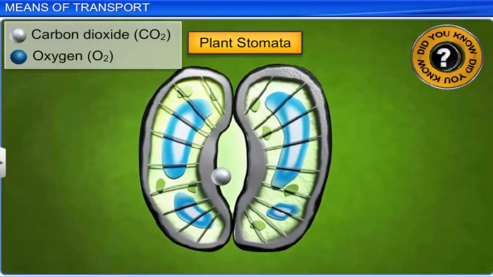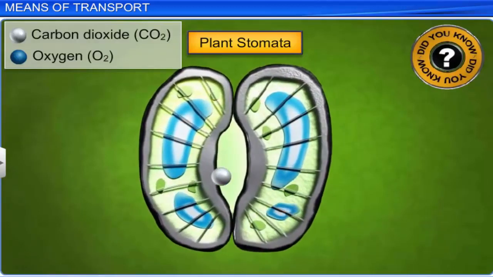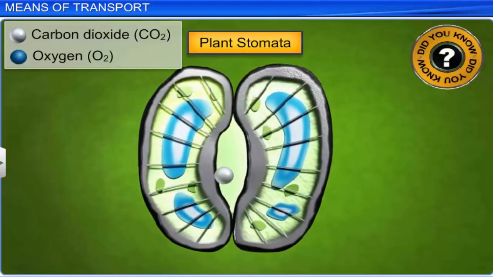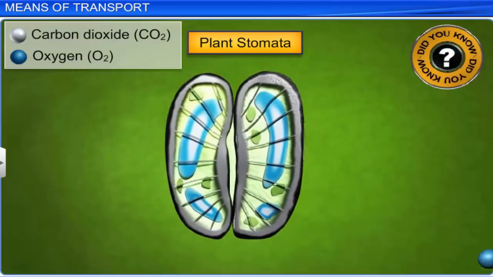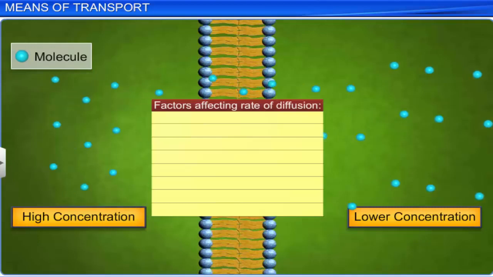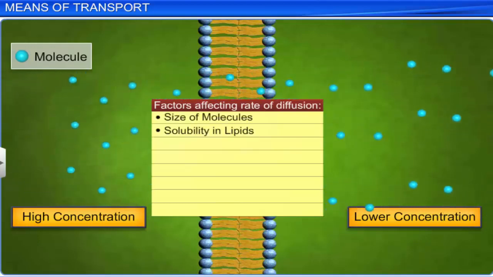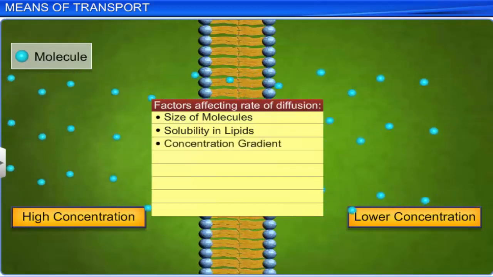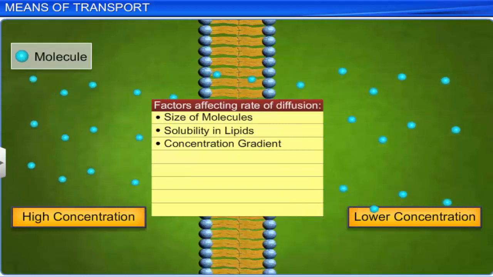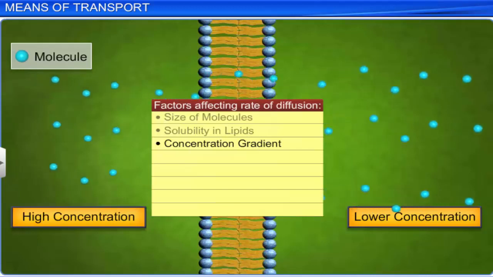Did you know that diffusion is the only means of gaseous transport in plants? Gases such as oxygen and carbon dioxide enter and exit stomata via diffusion. The rate of diffusion is affected by several factors, such as the size of molecules, their solubility in lipids, and the concentration gradient. Of these three factors, the concentration gradient is a must for diffusion to even take place.